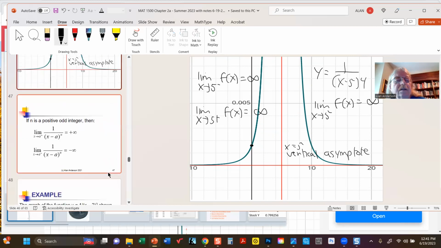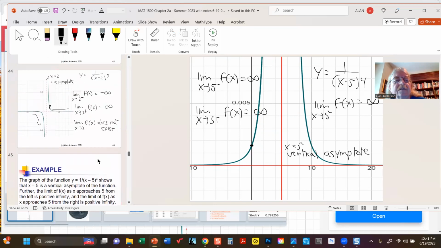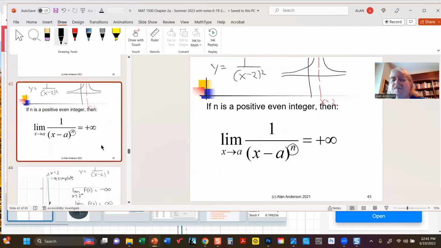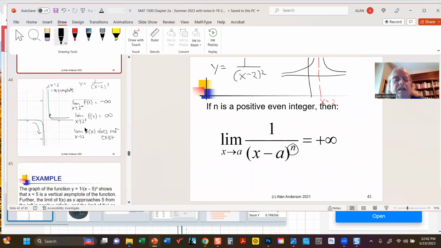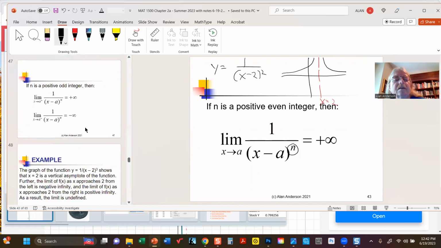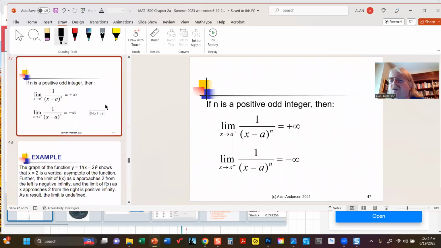So the rule here is that when n is even, then this function will converge to infinity, as we just saw. But when it's odd, it doesn't matter if it's 3 or 5 or 7 or 15, it doesn't matter what a is, we'll get the same exact situation, and these two will be different from each other, and therefore the two-sided limit does not exist.